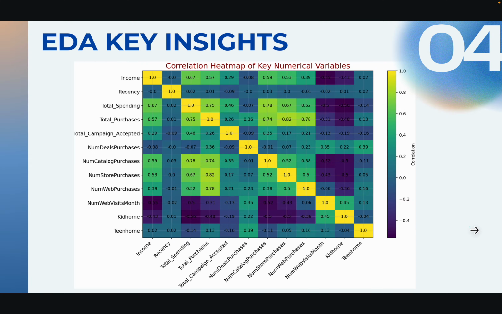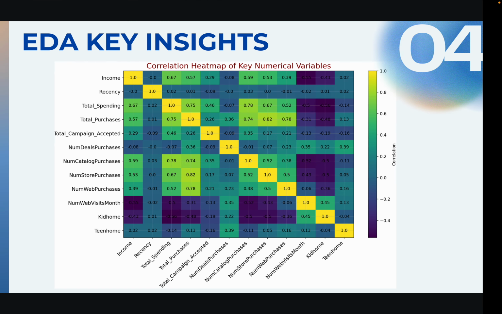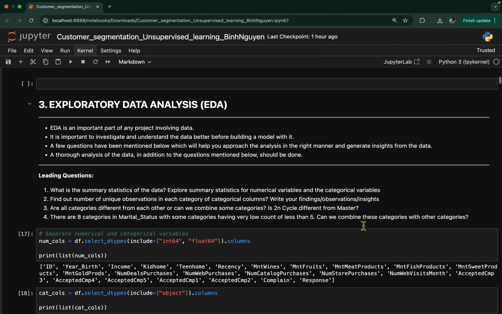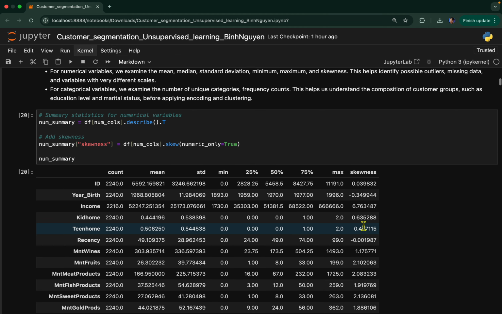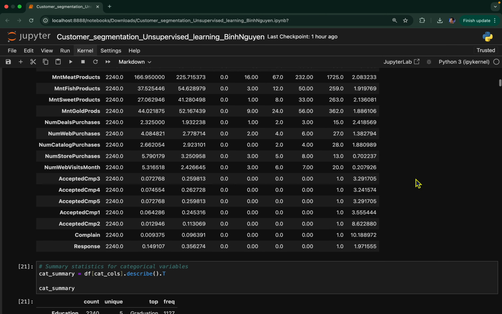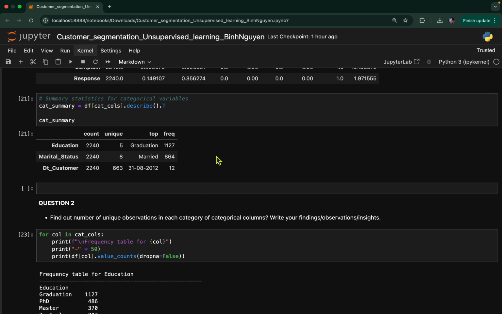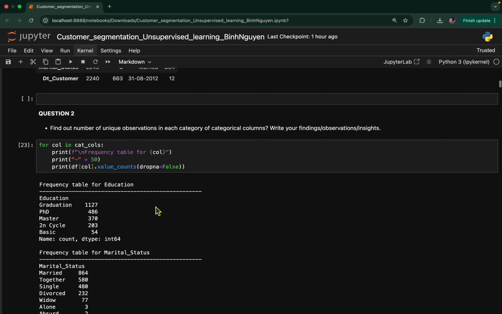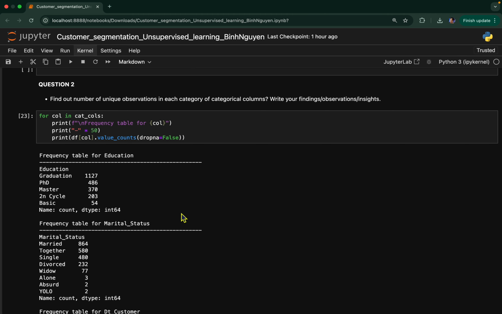Okay, so the next step is to do EDA for the dataset. Actually, I do a lot of EDA here, so you can refer to my notebooks to see it. First, I examine the summary statistics for numerical data as well as the categorical data. I also find the unique values as well as their frequency in these categorical data.